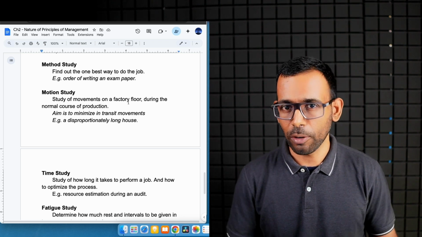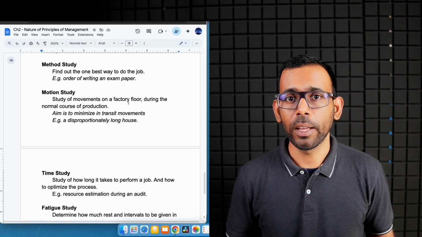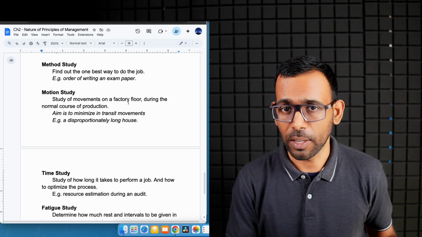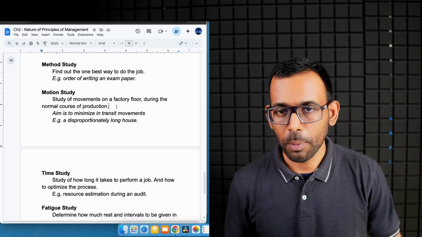Movement is a waste of time, and because of that, extra time will be taken, and also workers will get tired much faster. So that was the idea behind the motion study prescribed by Taylor.